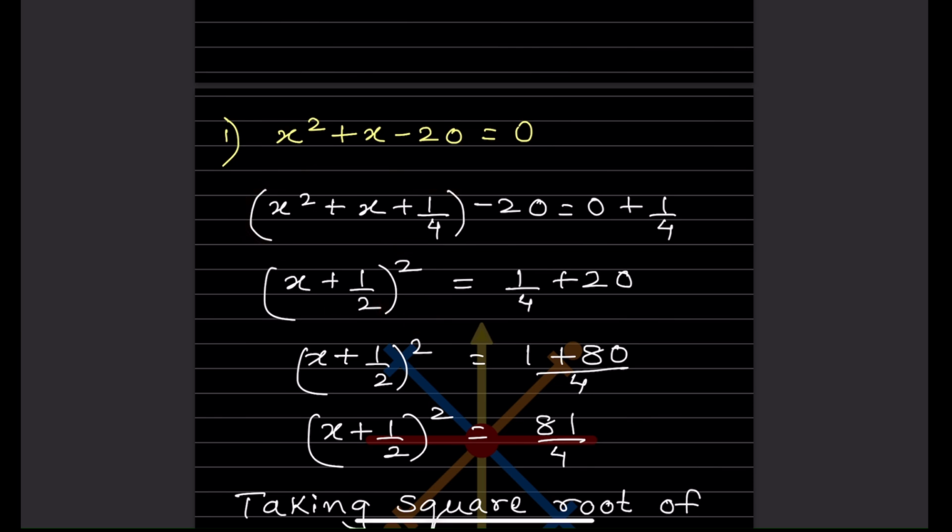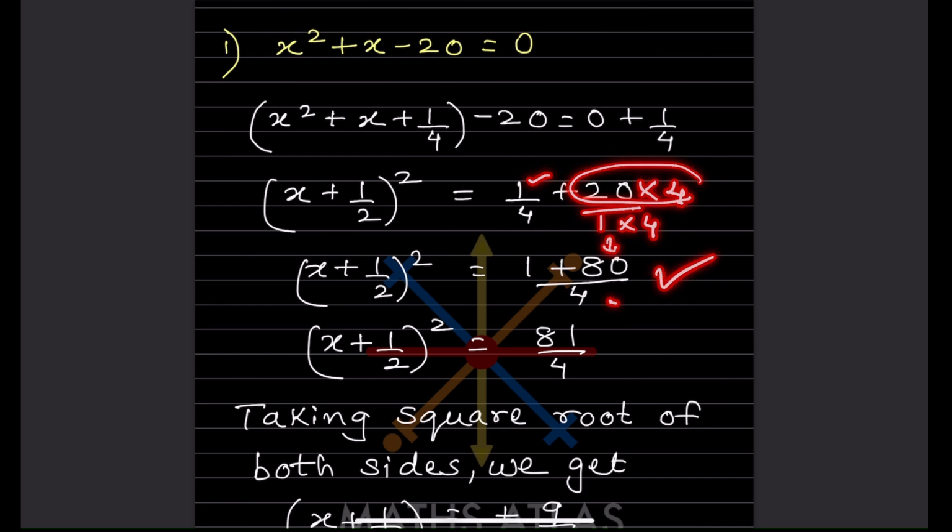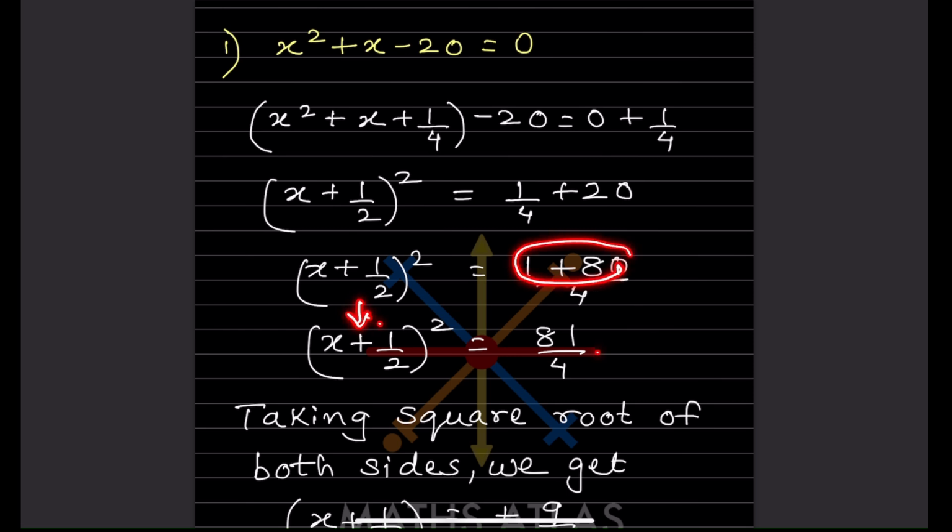Now what we can do here is this 0 plus 1 by 4 is going to be 1 by 4. Minus 20 will go to that side, that is going to be plus 20. So now this will keep as it is. Here the LCM is going to be 4, so this also should be multiplied by 4. So 1 plus 80 is 81. This is the next step. Then again you are going to write the same, 81 divided by 4.